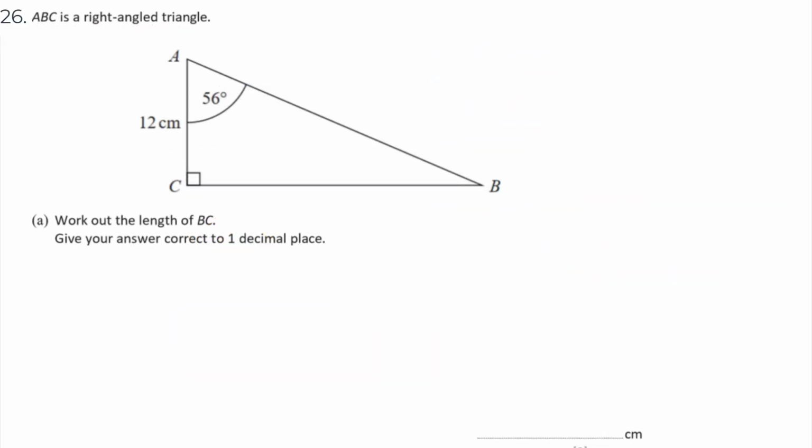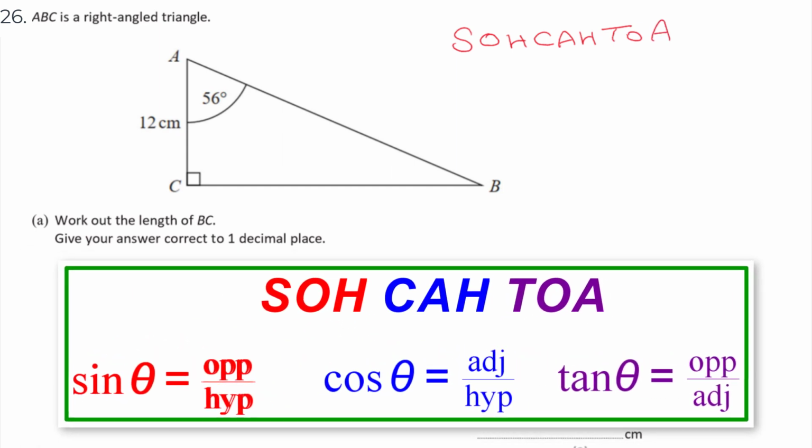Question 6, ABC is a right-angled triangle. Work out the length of BC, giving your answer to 1 decimal place. Okay, so here we've got sides of a triangle and an angle, and we want to find the length of another side. I think this is a job for trigonometry, isn't it? And for right-angled triangles, we're going to be using our 3 trigonometric ratios, which we can remember with the mnemonic SOHCAHTOA.